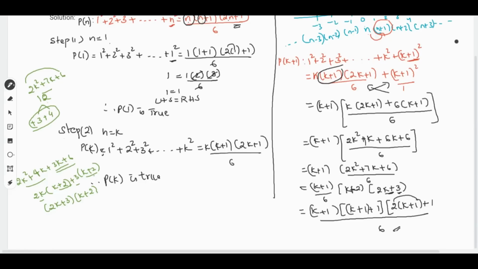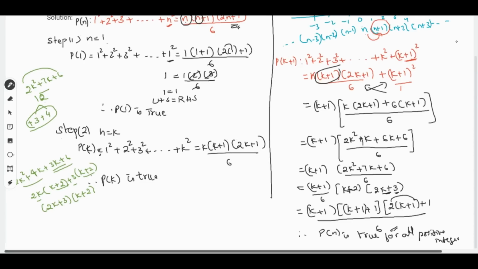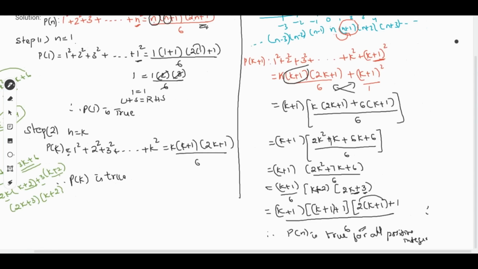This and the question they gave should be similar. Therefore, P of n is true for all positive integers. Therefore, P of k plus 1 is also true. Hence, it is proved.